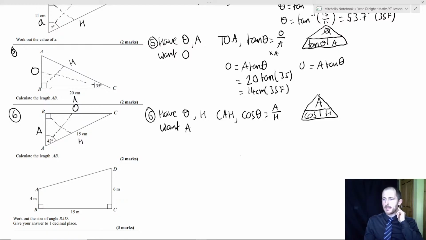And we want A. So if I cover up A, what am I left with? Or if I want A here, I'm going to multiply both sides by h to get h cos theta equals A. If I cover this up, I also get A equals h cos theta. It's the same thing for both ways, okay?